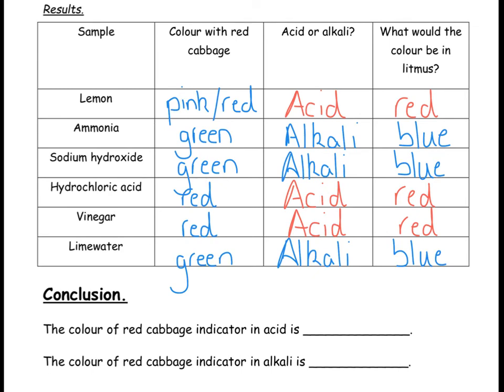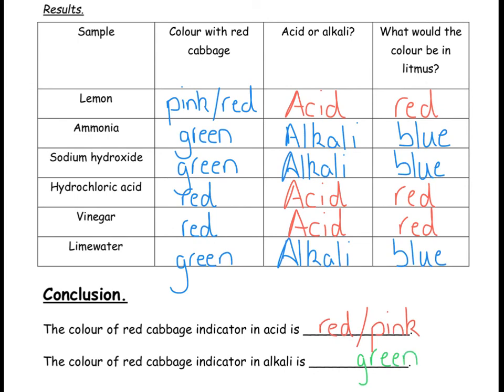So we've revised this litmus, but now we're looking at the red cabbage. We know that lemon is an acid, so therefore I can say that red cabbage always turns red pink in acid. And I think I'll try to keep it colour coded. So the colour of red cabbage in acid is red pink. The colour of red cabbage then in alkali, well, let's look at some of those alkalis. They would have turned blue with litmus, but look at ammonia, it's an alkali. Look at sodium hydroxide, it's an alkali. They will turn green with red cabbage.